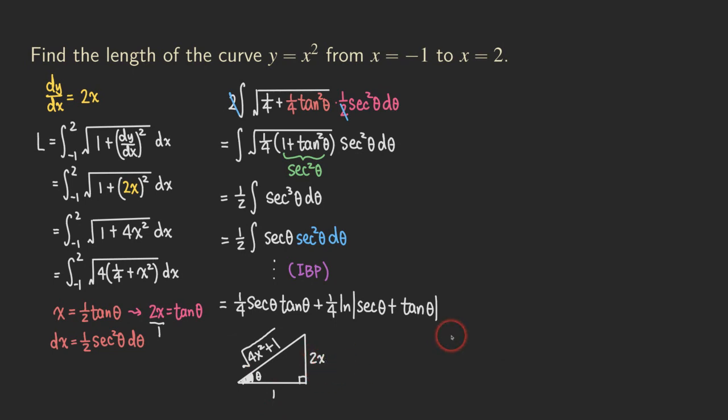So continuing from here, right? Continuing your work from this step to here, then what do we get? We are going to be getting 1/4. Now secant theta is what? Just the hypotenuse over the adjacent. So you get the square root of 4x squared plus 1. Okay, and then tangent is actually just 2x, right? So we just get the 2x right here.